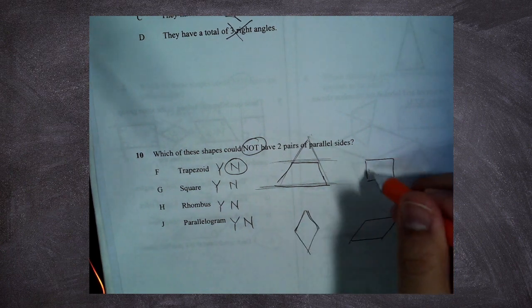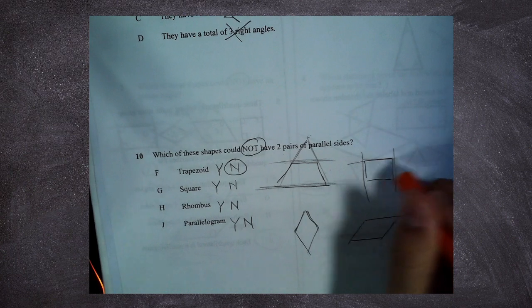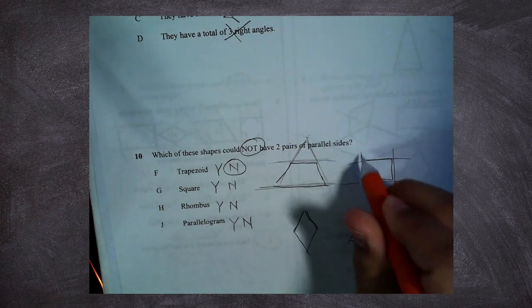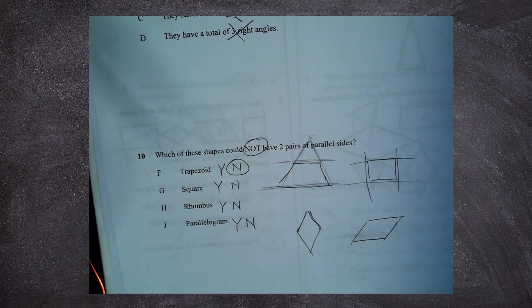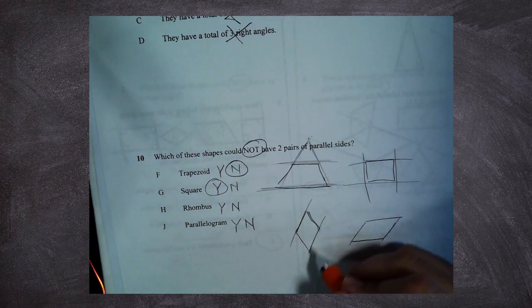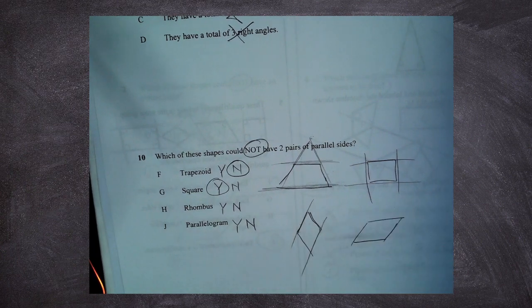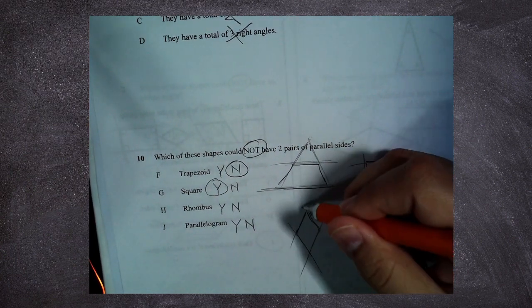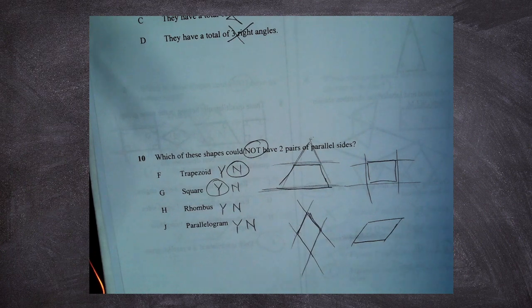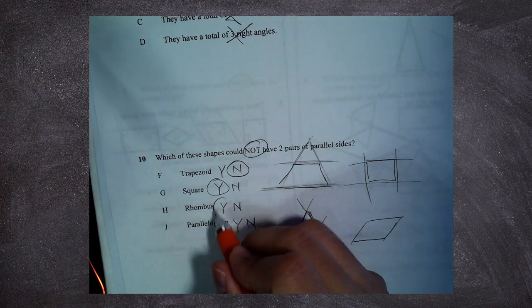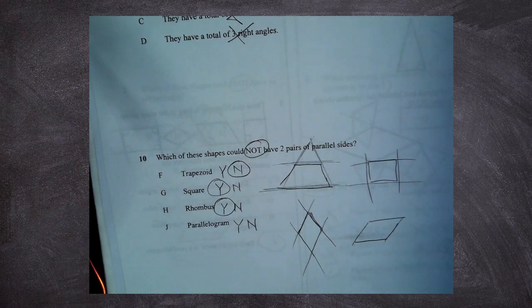A square, yeah. The top and the bottom, the left and the right. A square can absolutely have two pairs of parallel sides. A rhombus. This side and this side are parallel. This side and this side are parallel. A rhombus can absolutely have two pairs of parallel sides.